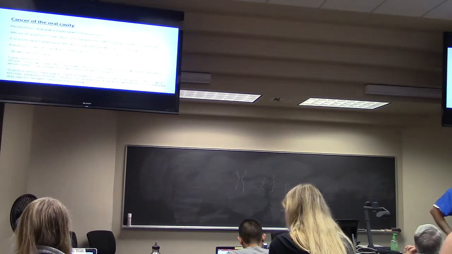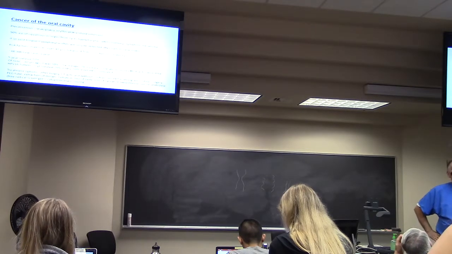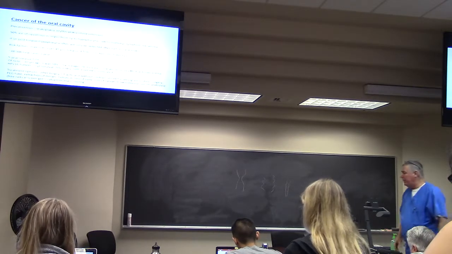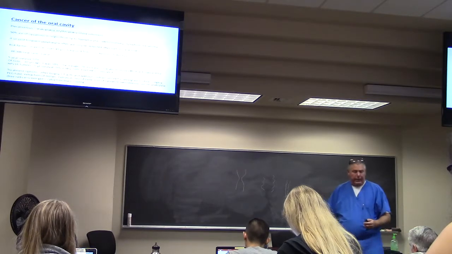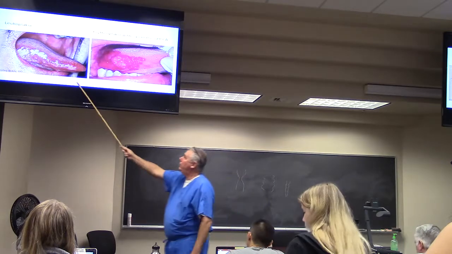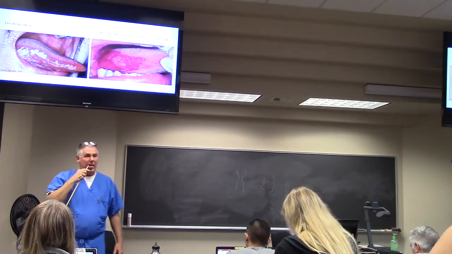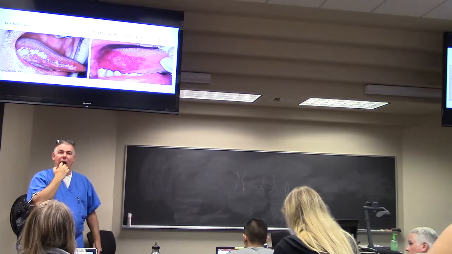Cancer of the oral cavity. Let's start here. We're going to start in the oral cavity and work our way to the backside. You've got to remember the precancerous lesions, leukoplakia and erythroplakia. Leukoplakia looks like cottage cheese that's stuck to the side of the tongue or underneath the tongue.